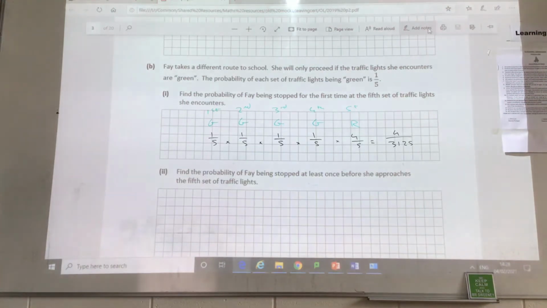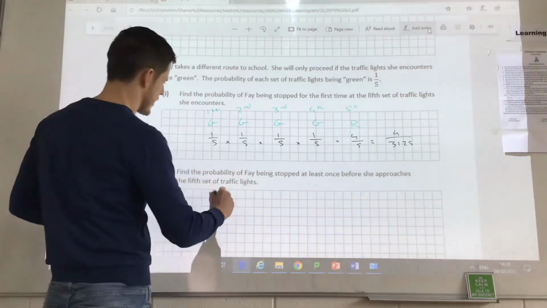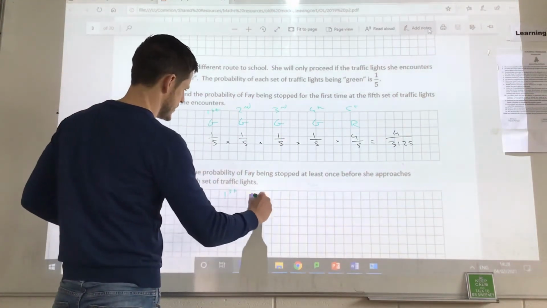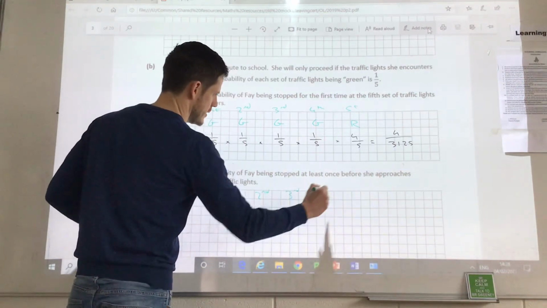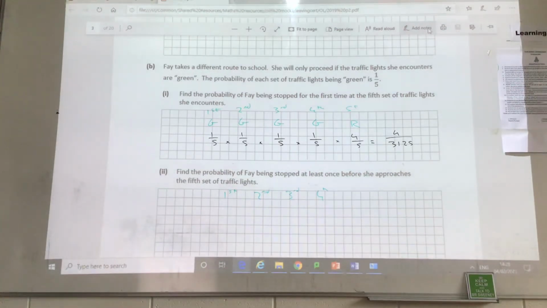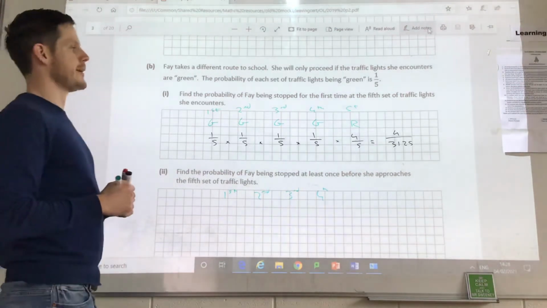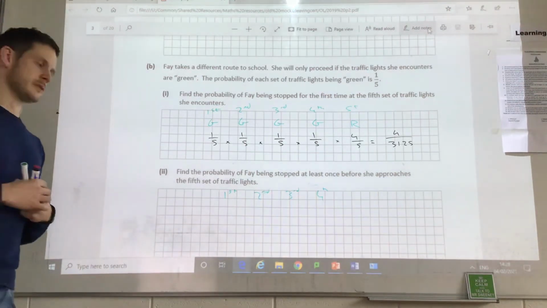Find the probability of Faye being stopped at least once before she approaches the 5th set of traffic lights. Okay, so that's a little bit difficult. What that means is that in the first 4, so the first, second, third, and fourth, before the 5th, she's going to be stopped at least once. Now, you could do this in a very long way, but it will take you a long time working out all the different situations that can happen here.